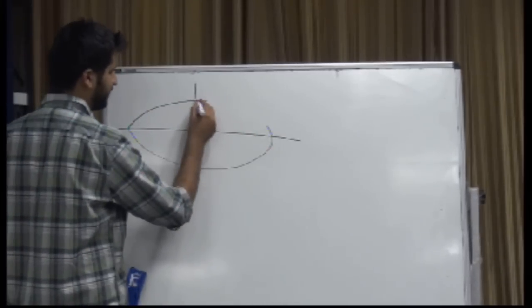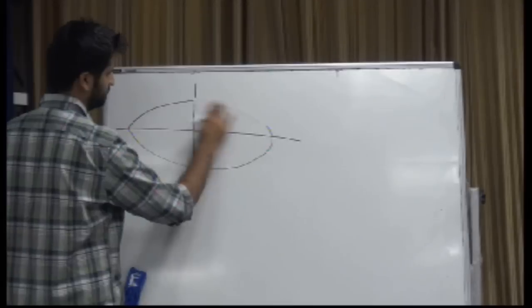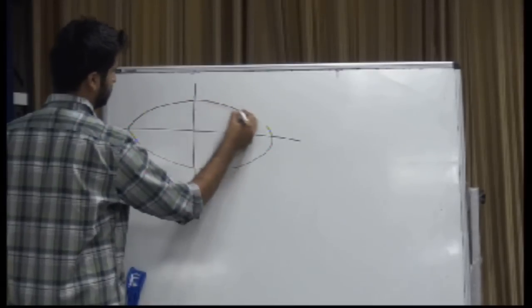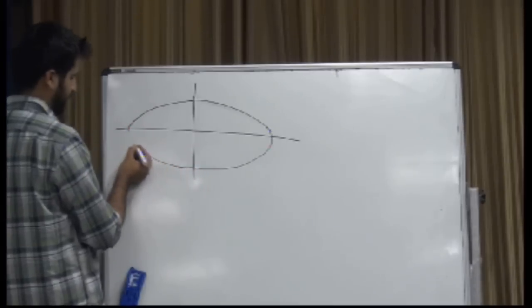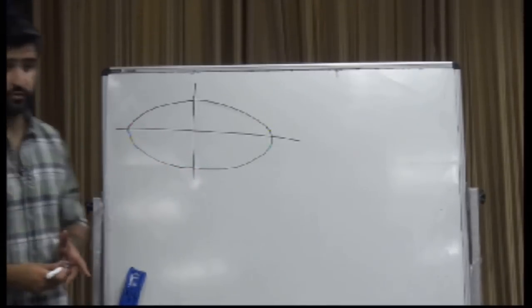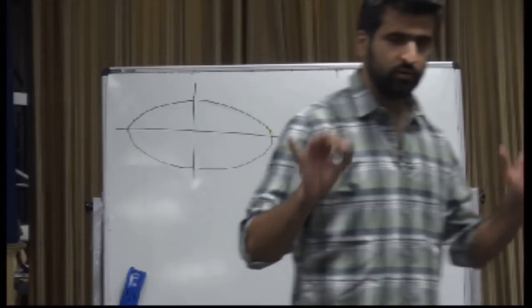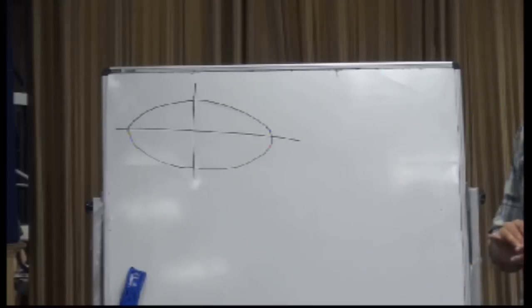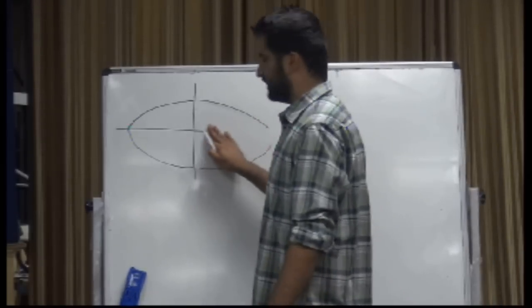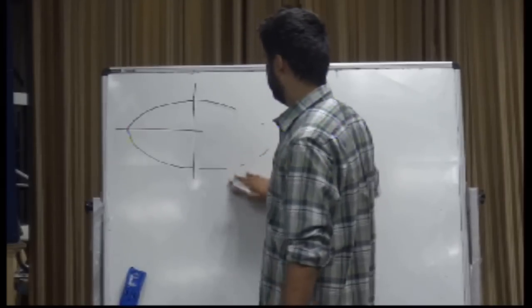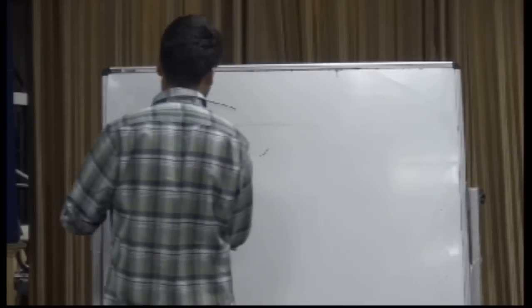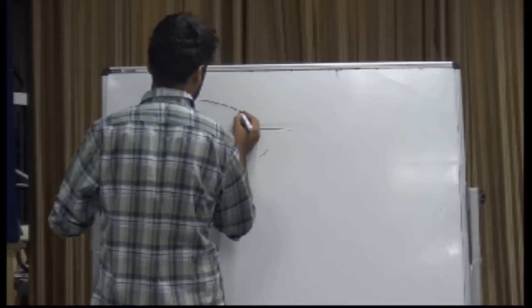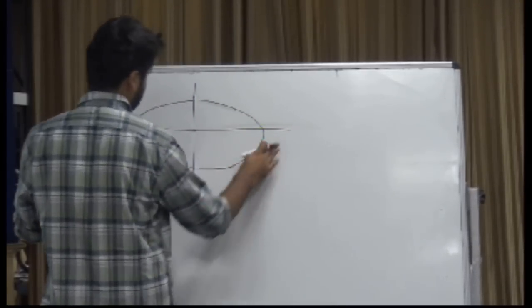What is the latus rectum? A line passing through the focus. Yeah, so a double ordinate passing through focus. So first of all, make a latus rectum. That should be your first target. Don't make any directrix or anything. Okay. Have you made the latus rectum?